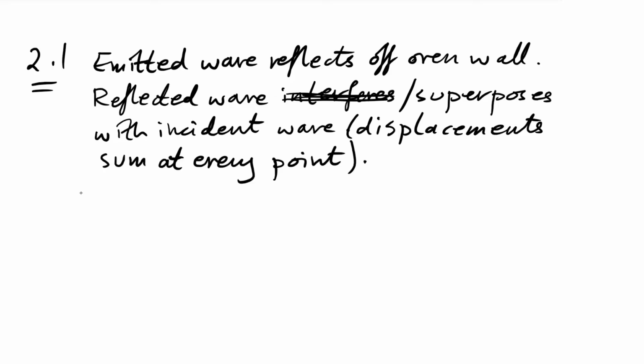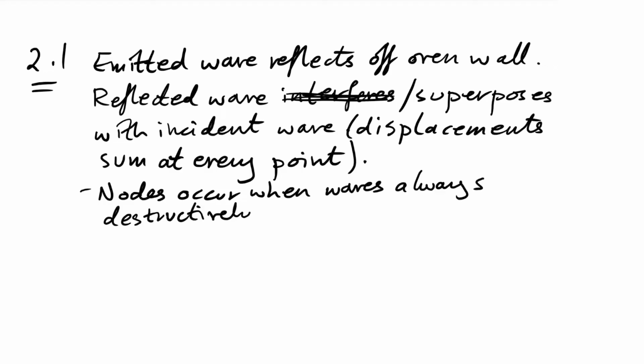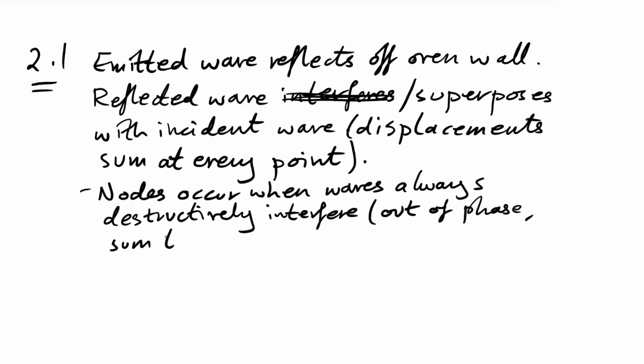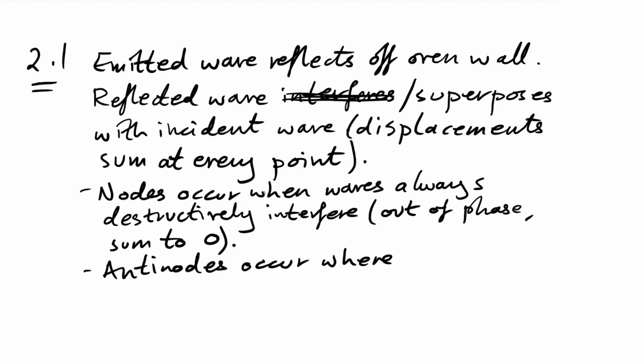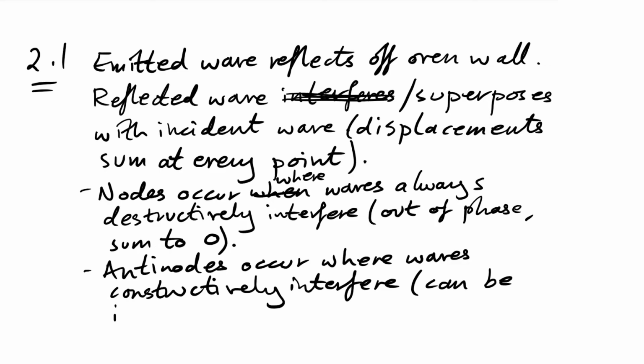They add up. Let's talk about nodes and antinodes. Nodes occur when waves always destructively interfere. See, we say interfere destructively, but I don't know, maybe they want superpose. I don't care at this point. They always destructively interfere out of phase, and they sum to 0. Antinodes occur, probably say where as opposed to when, to be perfectly honest. Antinodes occur where waves constructively interfere, can be in phase.